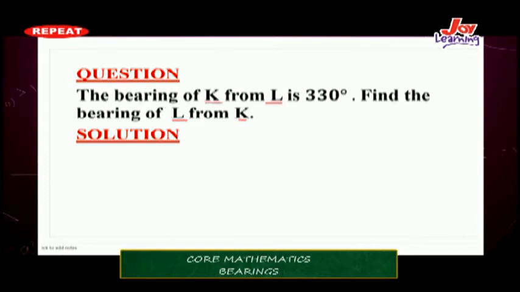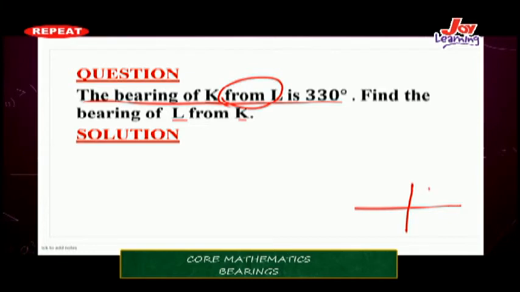Let me concentrate on the first sentence. What is the first sentence? The bearing of K from L is 330. From where? From L. From L, it means L should be my starting point in the measurement. So I'll first draw my cardinal points. I have told you this cross stands for what? North, south, east, and west, which is the what? The cardinal points of the compass.